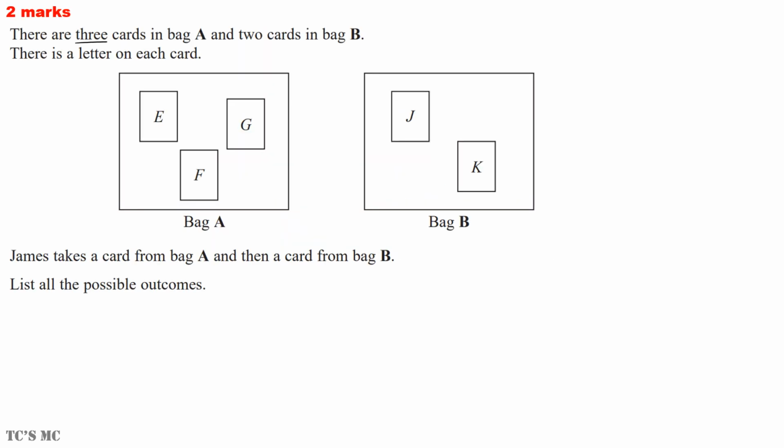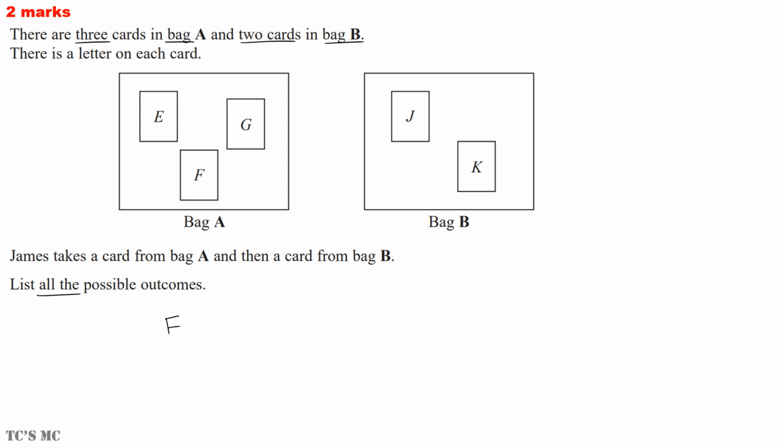There are 3 cards in bag A and 2 cards in bag B. There is a letter on each card. James takes a card from bag A and then a card from bag B. List all the possible outcomes. Always try and do these questions logically.